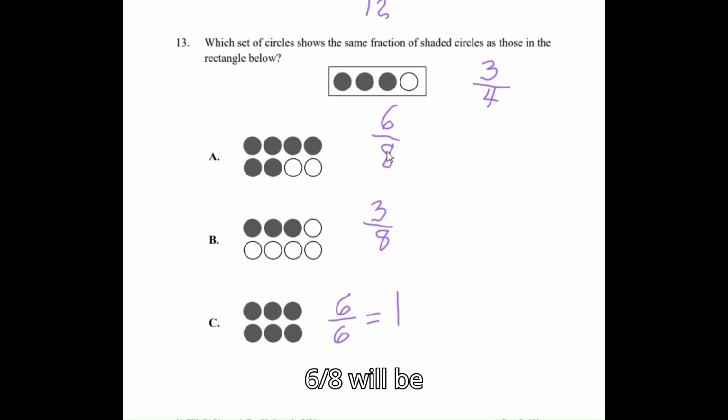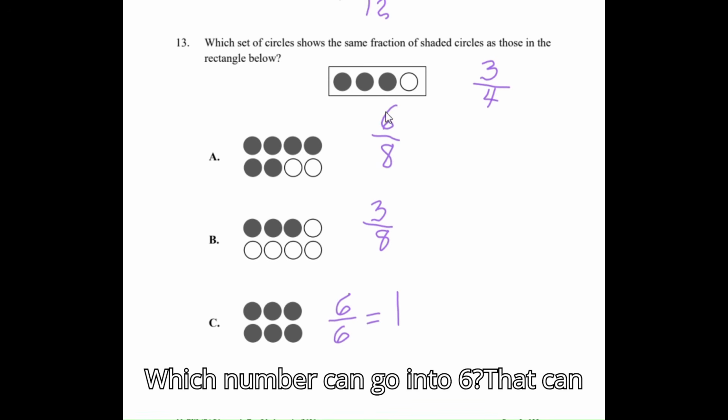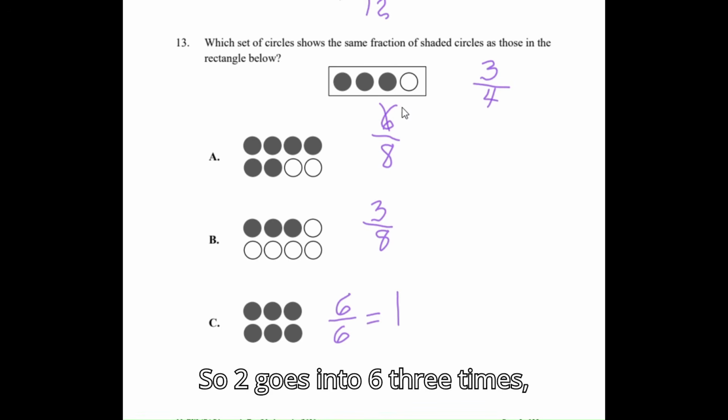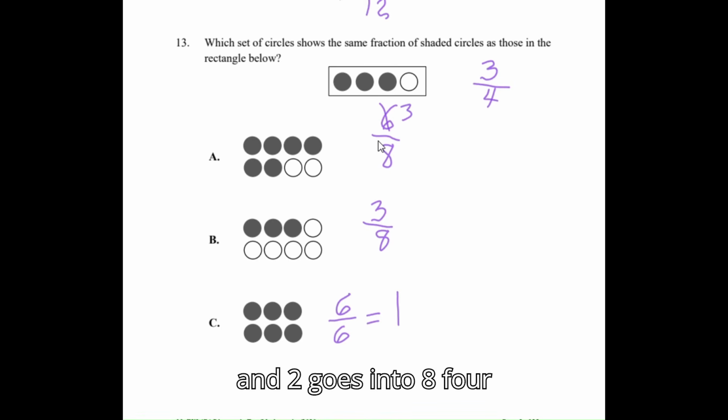So 6 over 8 will be reduced to see if we can get 3 over 4. Which number can go into 6 that can also go into 8? Yes, in fact, it is 2. So 2 goes into 6 3 times and 2 goes into 8 4 times. So 6 over 8 is equivalent to 3 over 4. So our answer is option A.